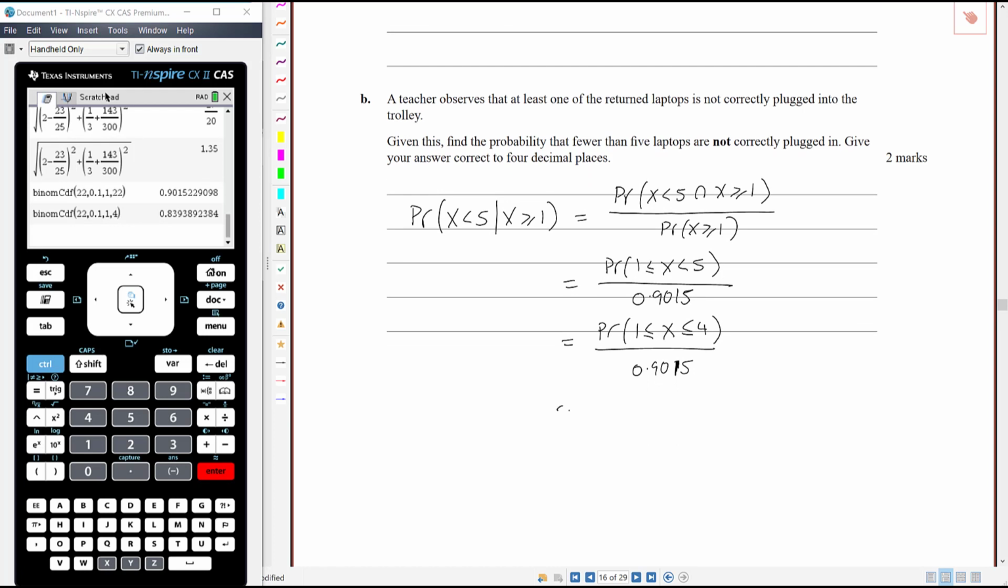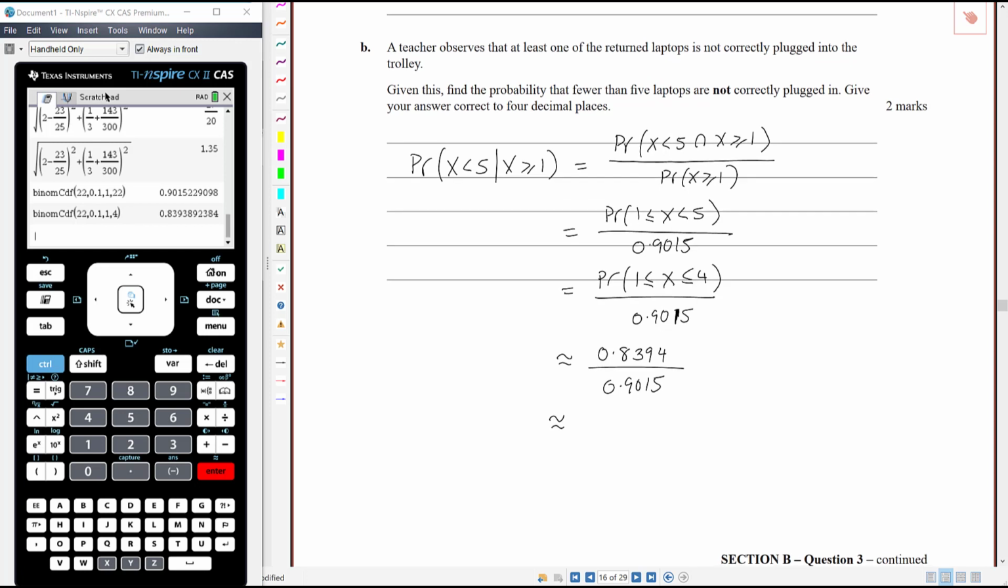So that is 0.8394 over 0.9015. Now I want my final answer to be correct to 4 decimal places, so I don't use rounded answers to work them out. I'm going to use these nice exact numbers in my CAS. There's no reason not to. That number divided by that number, and so correct to 4 decimal places, that is 0.9311.